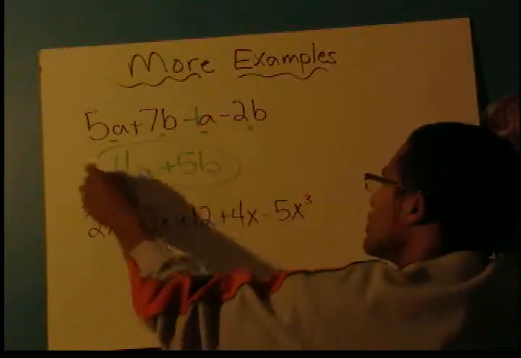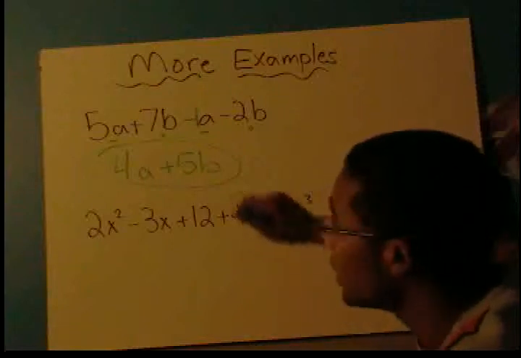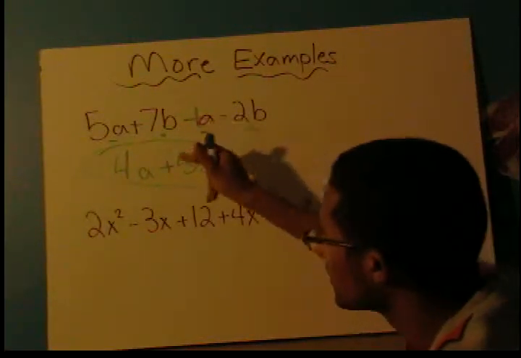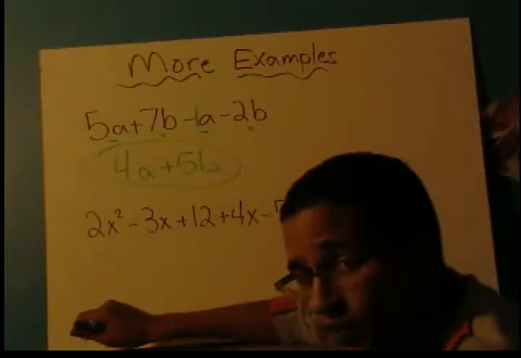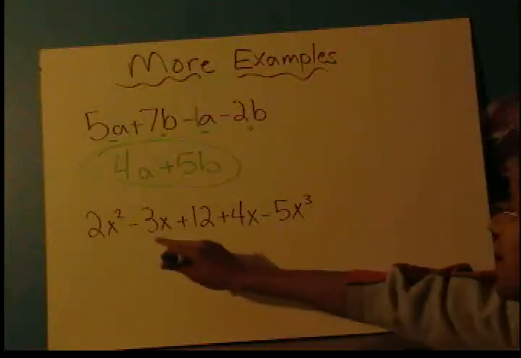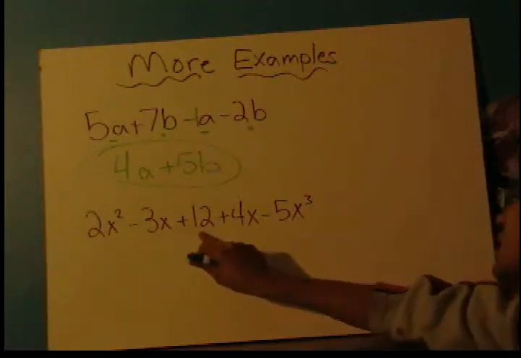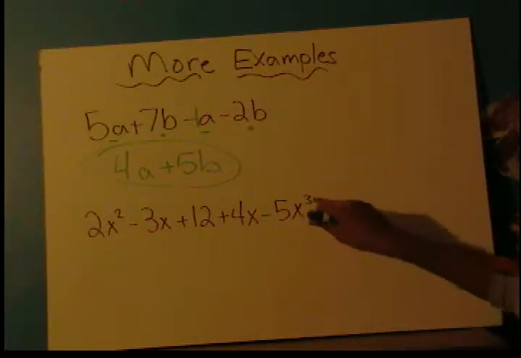So that's why this is your simplified version. This is your simplest form. This is your solution to this expression as we have simplified it. So now we have 2x squared minus 3x plus 12 plus 4x minus 5x cubed.